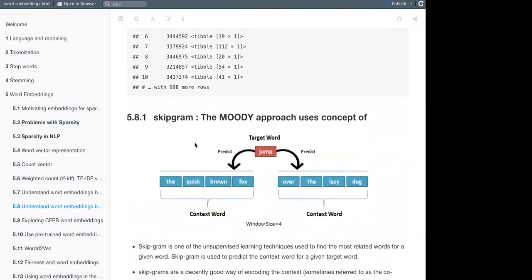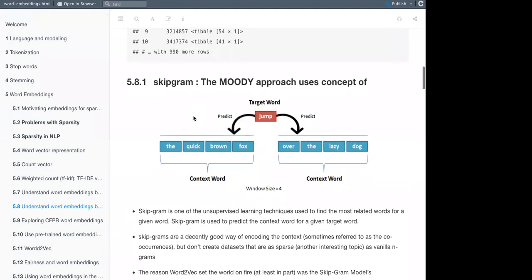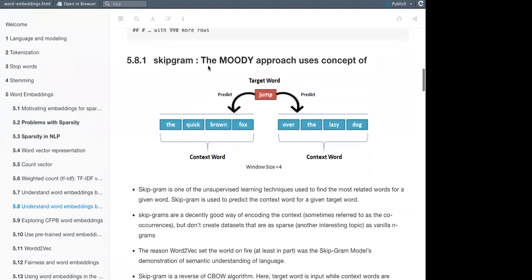The first thing is the concept of what is called skip-gram, which Moody also uses. So what is the meaning of this? The skip-gram algorithm is basically, given a word, you try to predict the word's context. For example, if we have the word jump, which is the target word, you are given the context words within a window. We can see here we have a window size of 4. So the skip-gram algorithm tries to find the context words from the available target word.